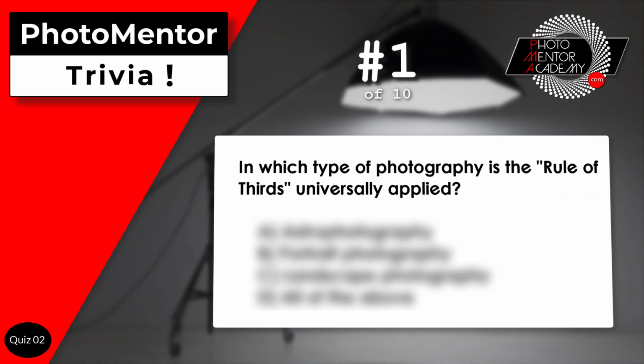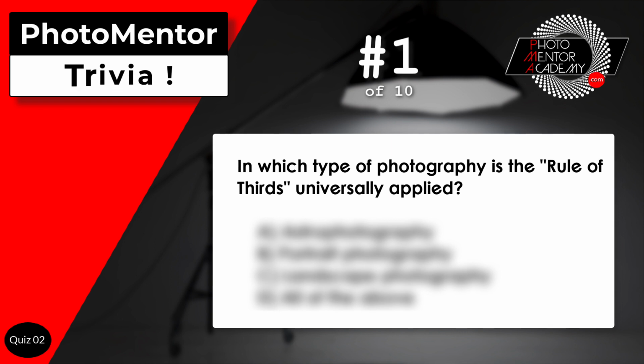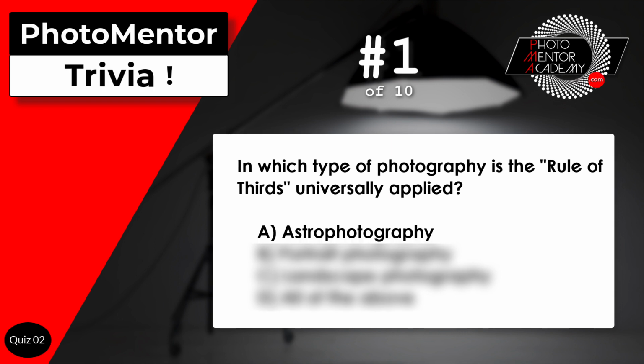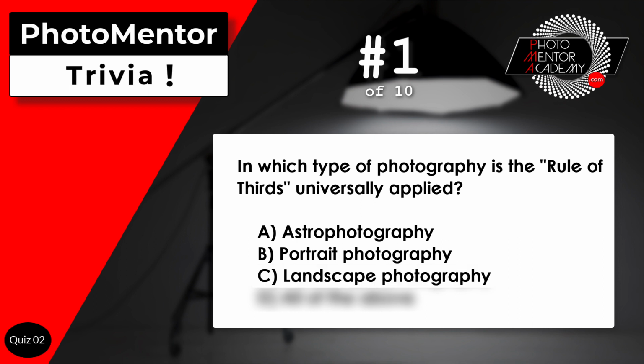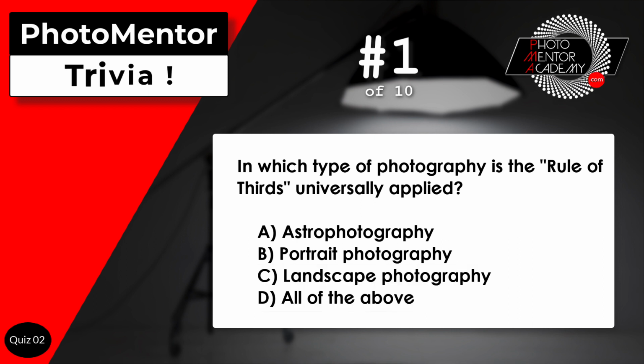In which type of photography is the rule of thirds universally applied? A. Astrophotography. B. Portrait photography. C. Landscape photography. D. All of the above.